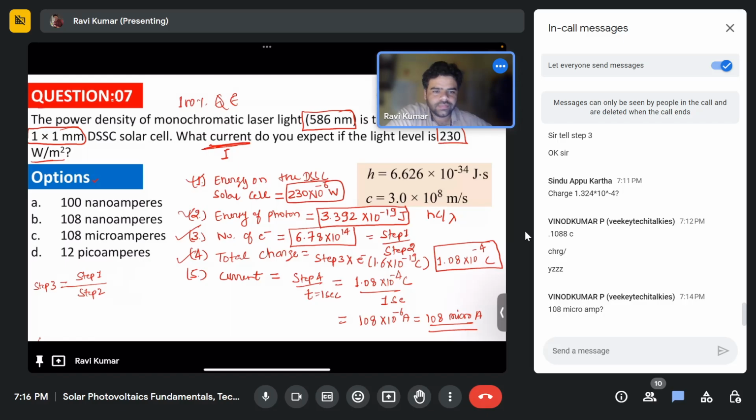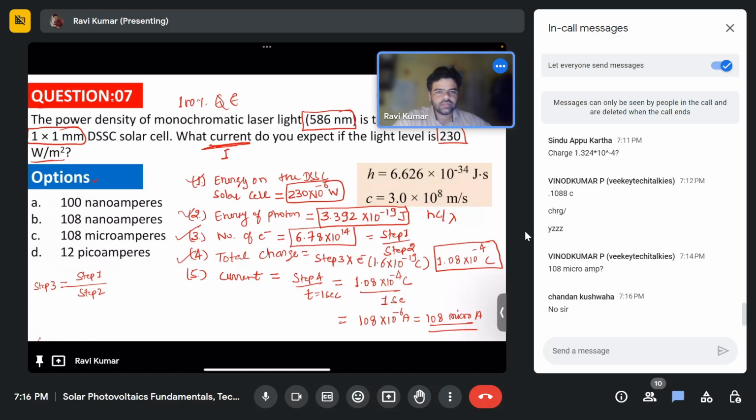Any doubt here? If you still have any doubt, you can ask. So the answer here is C, 108 microamps.